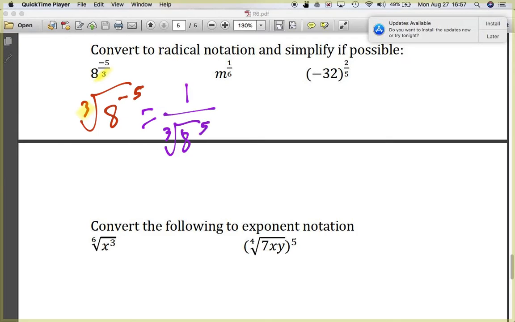Then I would, if you can, simplify it. So, once again, with this, you can cube root first and then go to the 5th power, which is usually the easier way to do it if it works. So what is the cube root of 8? Well, it's 2. So I have 2 to the 5th. So I actually get an answer of 1/32. Okay? The second one is much simpler.